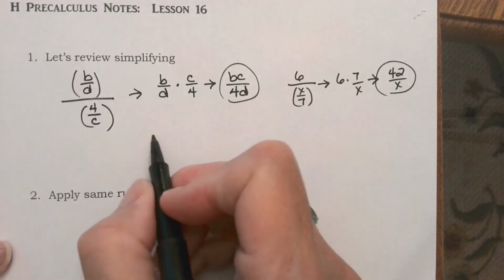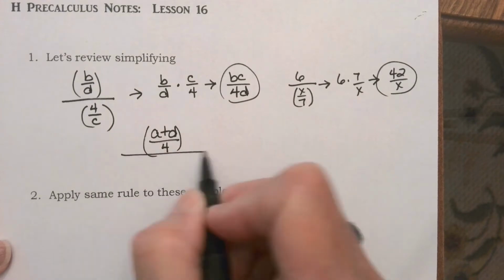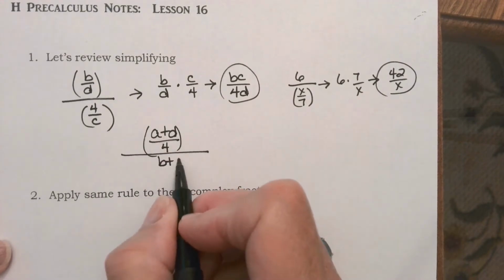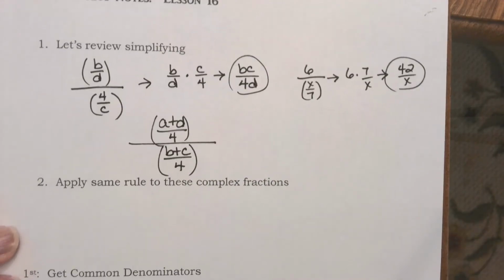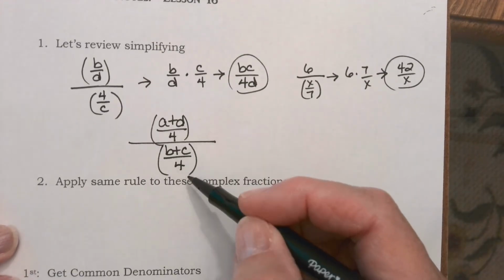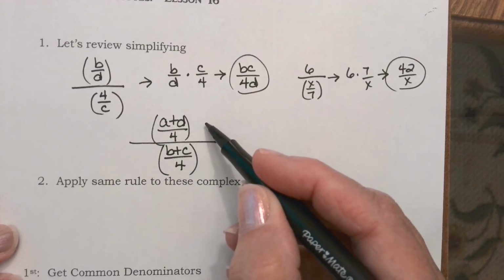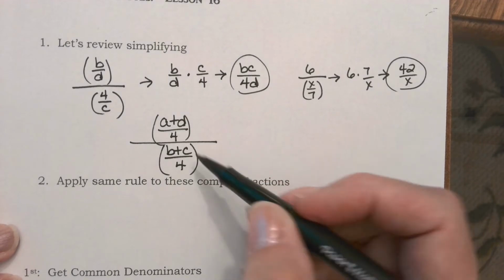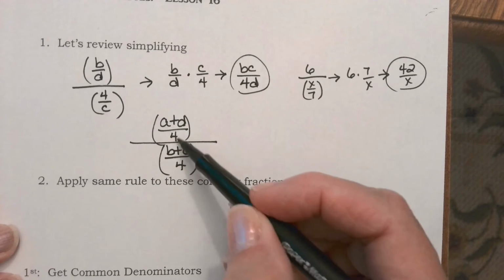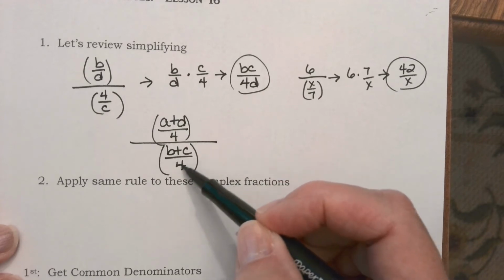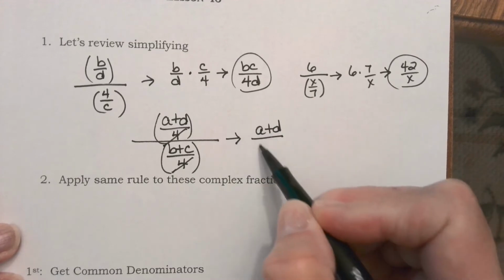Okay, so if you have like a plus d over 4, and you divide that by b plus c over 4. Now, of course, we're going to do the same thing we just did, right? We're going to take the top and multiply it by the reciprocal of the bottom. When I flip this, 4 is going to be on the top, and this is going to be on the bottom. And of course they're going to cancel. Anytime that you see a fraction divided by a fraction, and the two denominators are the same, you know they're going to cancel. So this is just simply a plus d over b plus c.